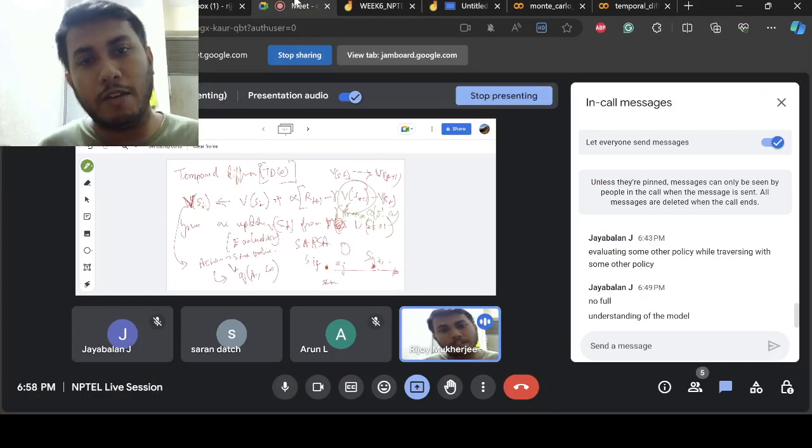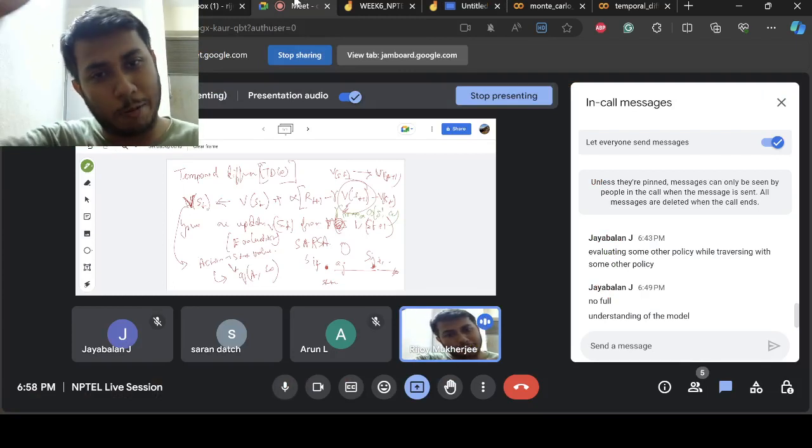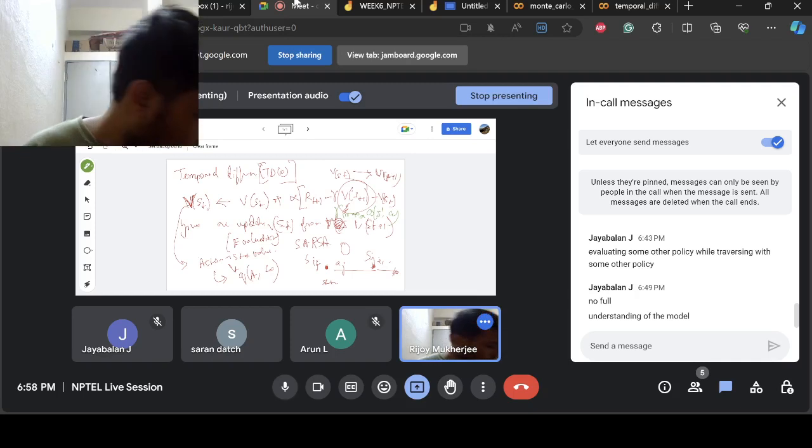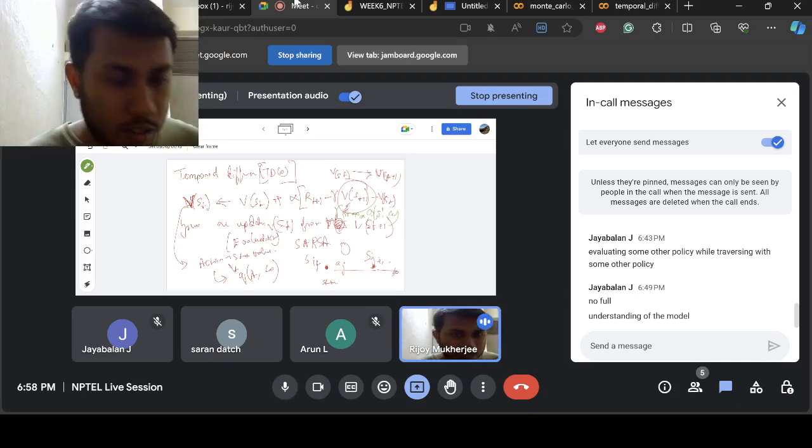So previously, what you were doing in DP, you were looking ahead up to the terminal state. Here you don't have to do it. You have to just look at the next state, nothing more. That's the fundamental. And this is your off policy.